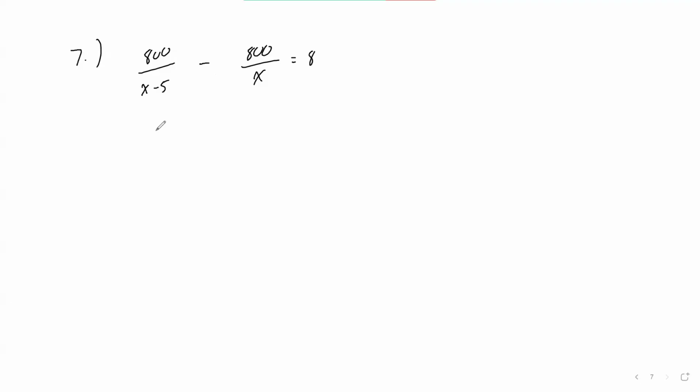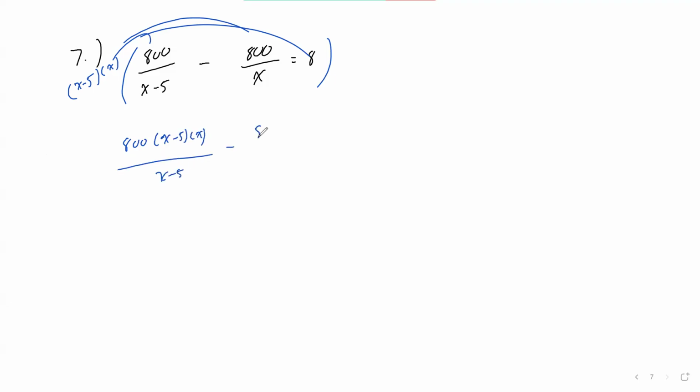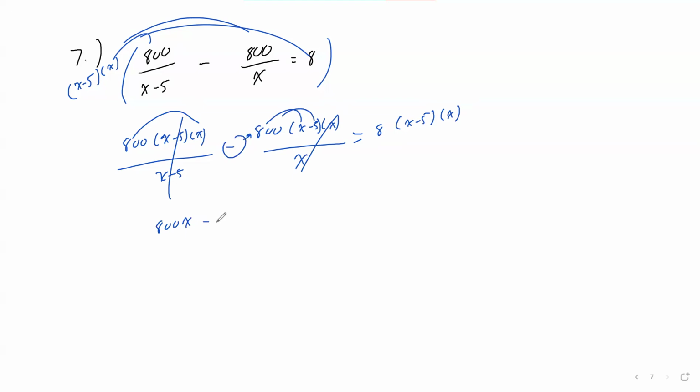So from there, I'm back to figuring out what I need to multiply by. I'm going to multiply everything by the denominators. So I have an x minus 5, and an x. This gives me 800x over x minus 5 minus 800 over x equals 8, multiplied through by x minus 5 times x. That would cancel. That would cancel. Go ahead and distribute. So that would give me 800x. Remember, this is going to be attached to this number, so when I distribute, this becomes minus 800x.